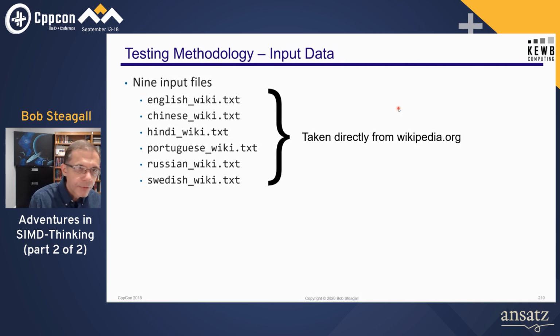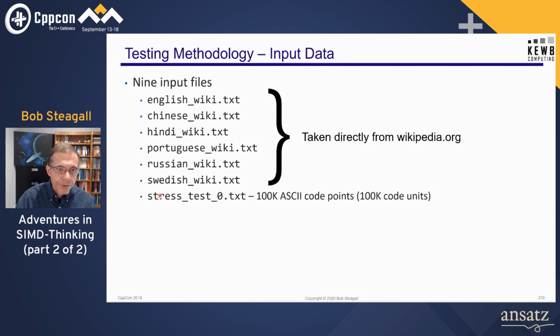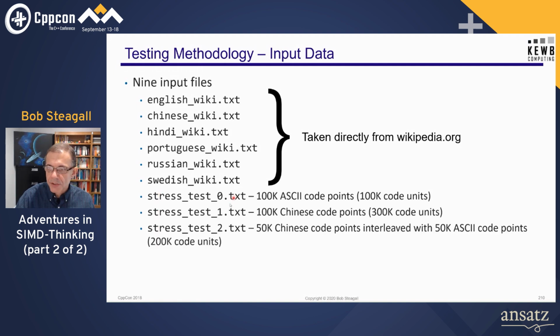So I mentioned before that I had gathered these input data files, and these are the same files that I used 2 years ago. I have a Wikipedia entry in English, a Wikipedia entry in Chinese, a Wikipedia entry about Hindi in Hindi, Portuguese in Portuguese, Russian in Russian, and so forth. I also have 3 stress tests, stress test 0, 1, and 2.